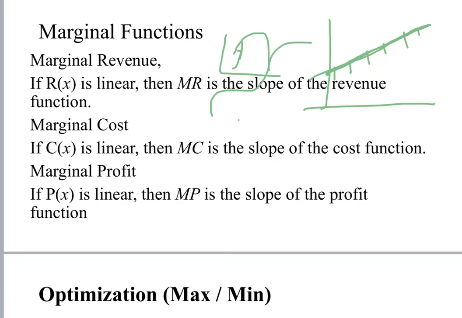Then the marginal cost also, right? If our cost function is again a straight line, then the slope of this function gives us the marginal cost. And similarly, the slope of the profit function gives us the marginal profit. That means the function's slope also represents the marginal value, the marginal function.